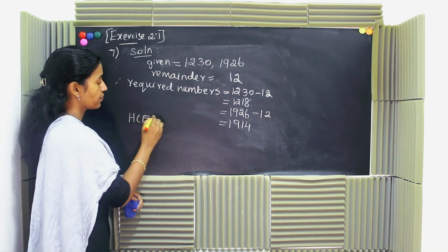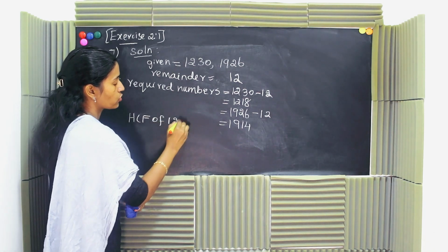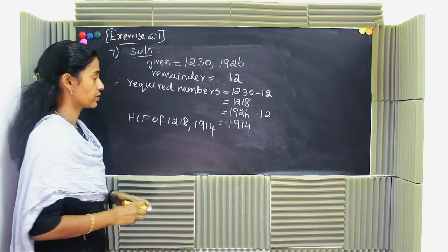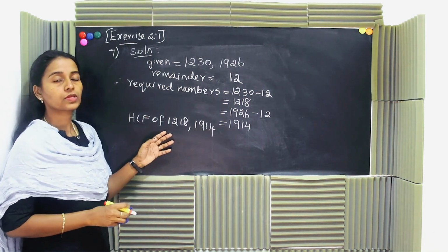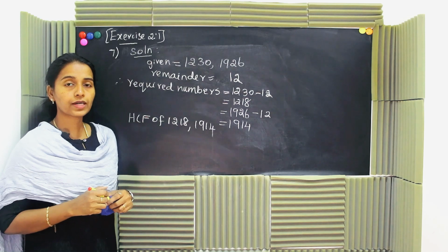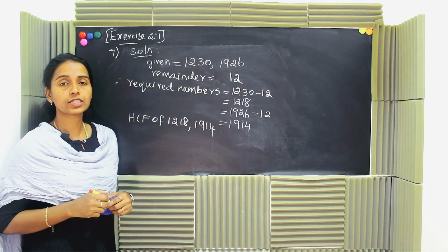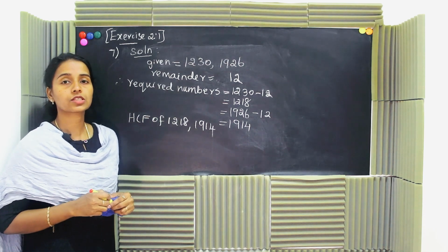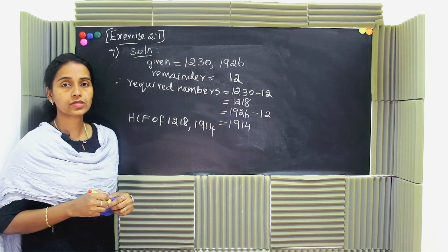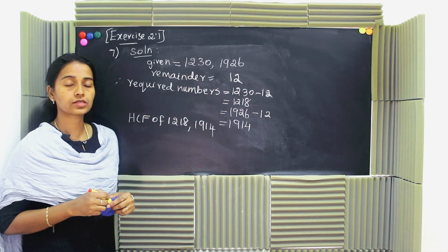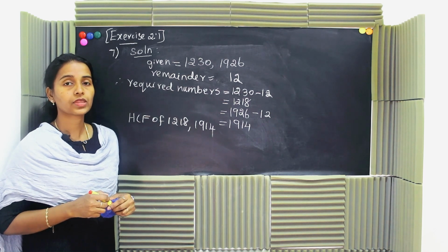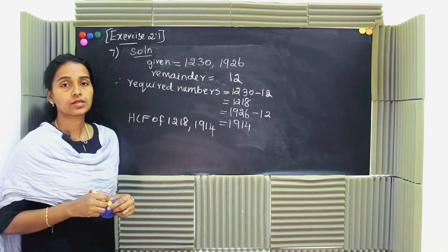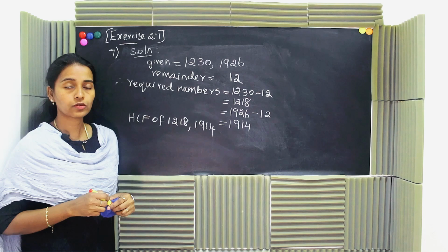HCF of 1218 comma 1914. Now how can we find out HCF? For finding HCF, we'll be using Euclid's division algorithm, right? If you don't know what Euclid's division algorithm is, check out my previous classes. I have discussed this Euclid's division algorithm. The video link is in the description. Do check it out. Then only you can solve this problem.